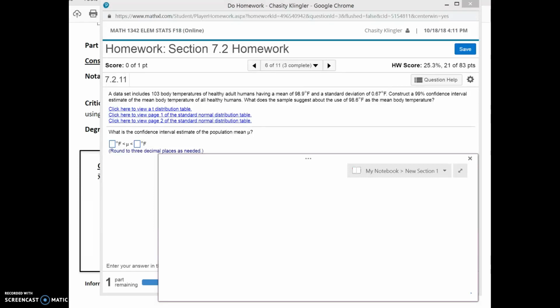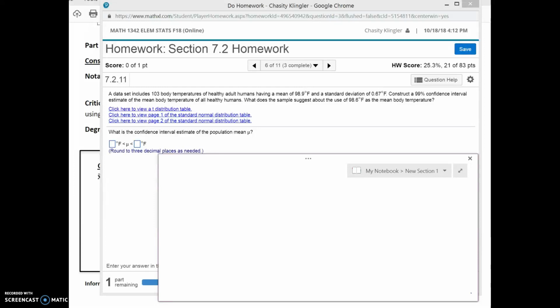Let's look at section 7.2, number 6. It says a data set includes 103 body temperatures of healthy adult humans having a mean of 98.9 degrees Fahrenheit and a standard deviation of 0.67 degrees Fahrenheit. First, we're going to construct a 99% confidence interval estimate of the mean body temperature of all healthy humans.